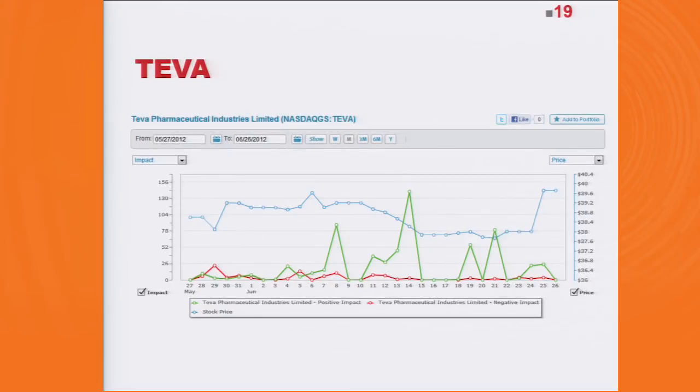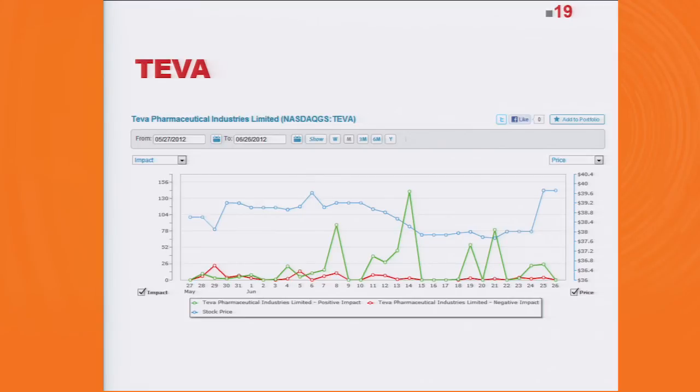Okay? Now, what can we do with it? How can we use it for trading? So here you can see, for instance, Teva. It's a very famous Israeli pharmaceutical company, famous for the Copaxone. Let me first explain what are the three lines that we see here. The green line is the positive sentiment, the red line is the negative sentiment, and the blue line is the stock price.